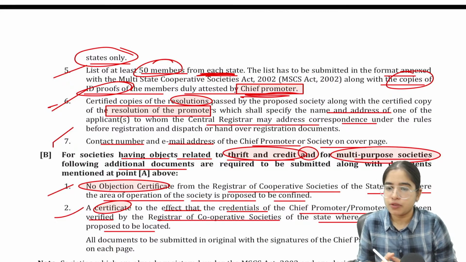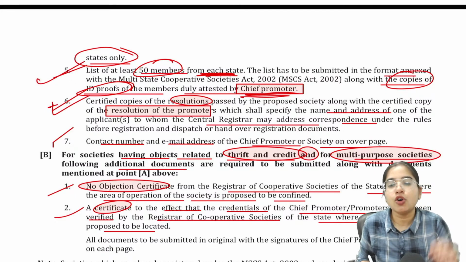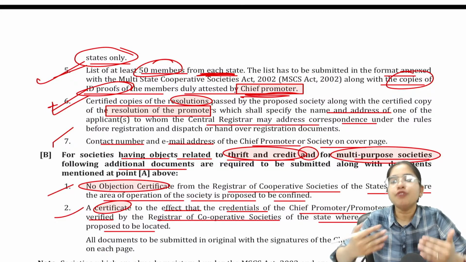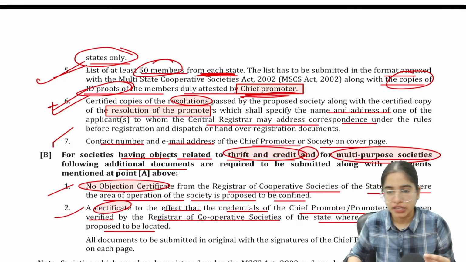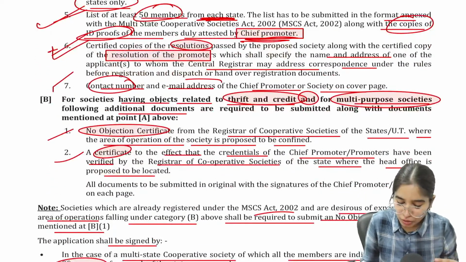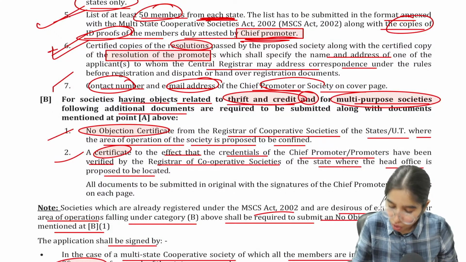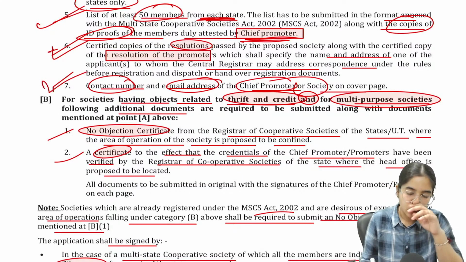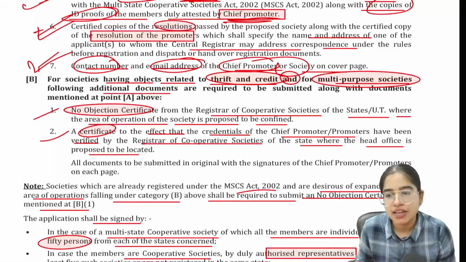the multi-state cooperative society. You also have to submit a copy of the resolution. You have to pass a resolution approving the formation of the multi-state cooperative society. Along with that, you also have to give a contact number and email address of the chief promoter. So all these documents you have to attach along with the application.